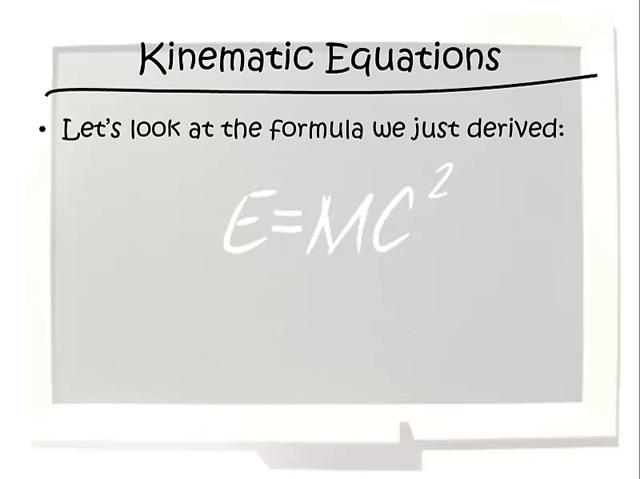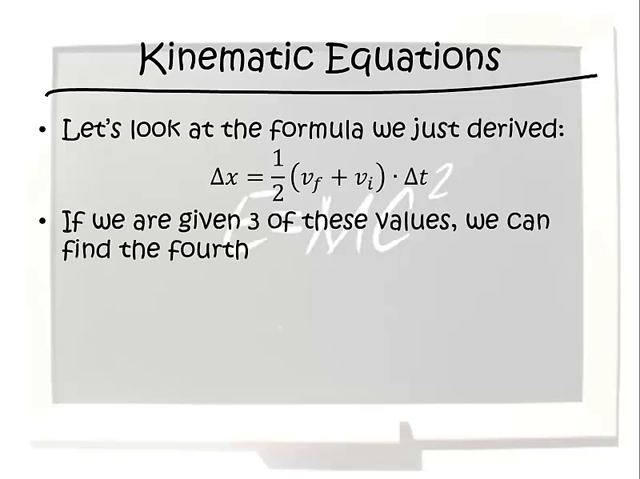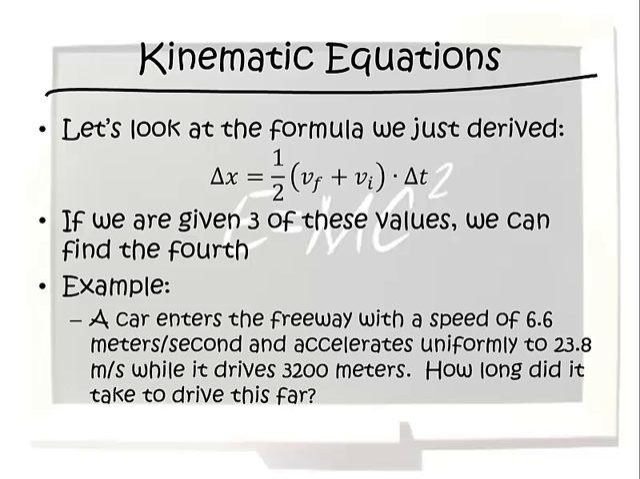Let's take a closer look at that equation. It has 4 variables in it: delta x, or delta y, the displacement; final velocity, v sub f; initial velocity, v sub i; and finally delta t, the time. If we know the final velocity, the initial velocity, and the time, we can plug them in to get the displacement that occurs. But in fact, if we know any 3 of those variables, we should be able to get the 4th value mathematically. Let's look at an example.